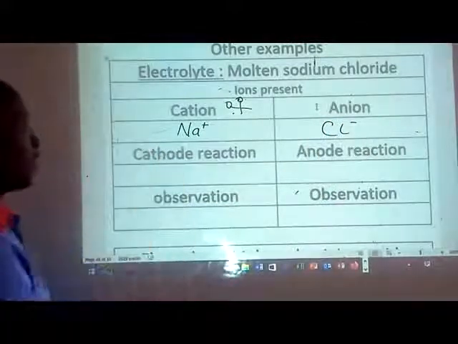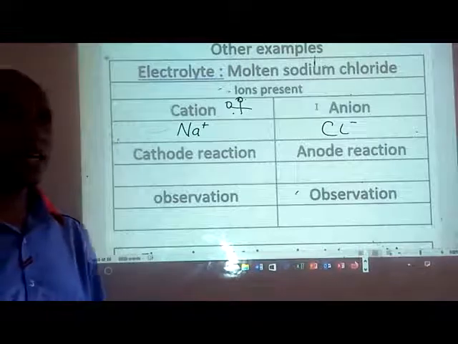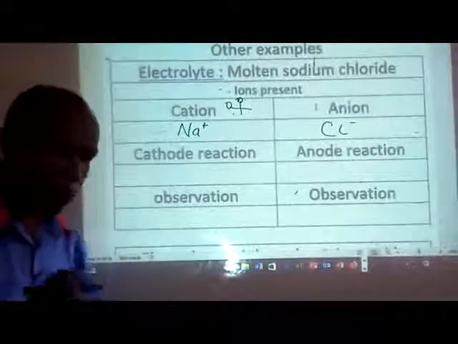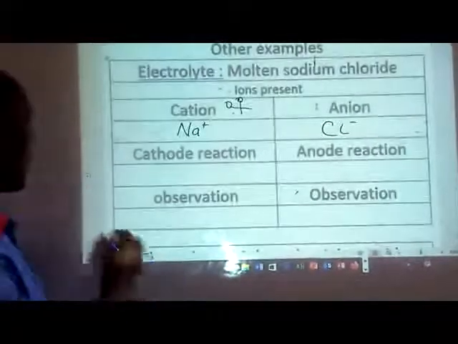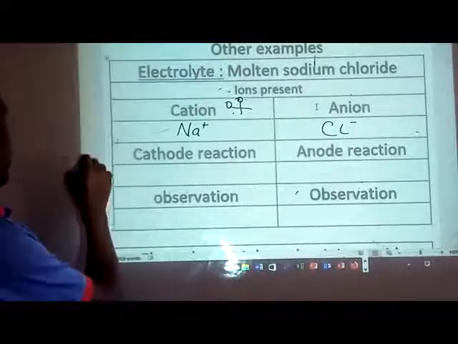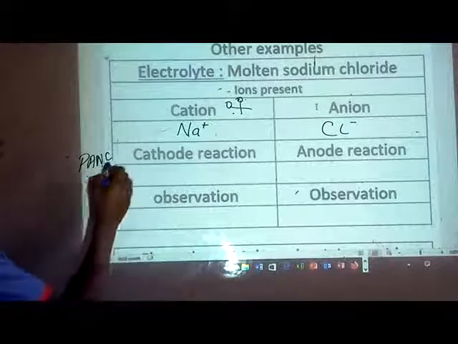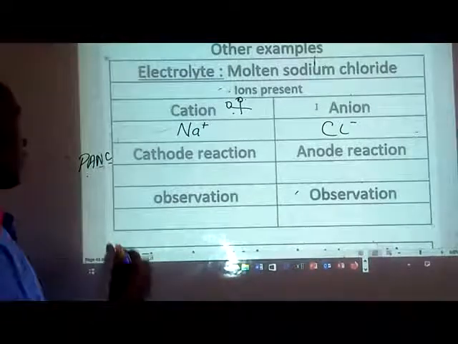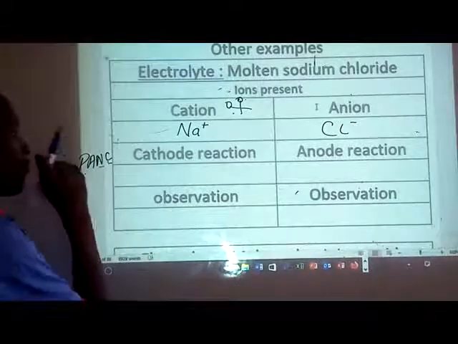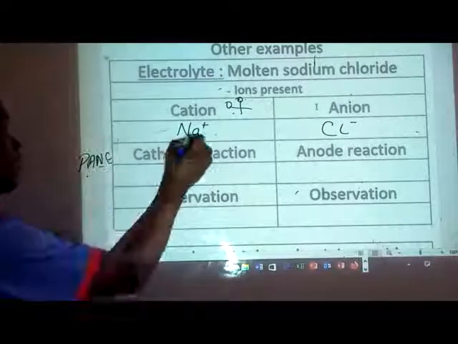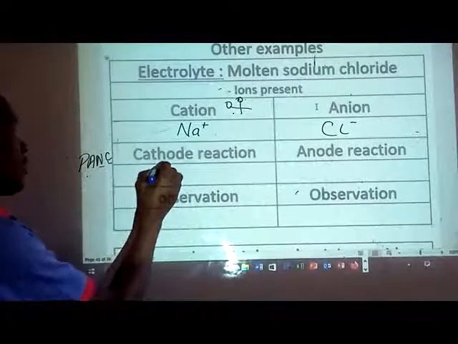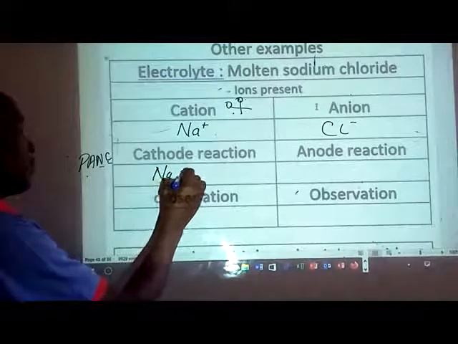What reaction therefore takes place at the cathode? The negatively charged electrode is called the cathode. So the cathode is negative. It will attract the positive ions. So these are the positive ions, the sodium ions in liquid state.